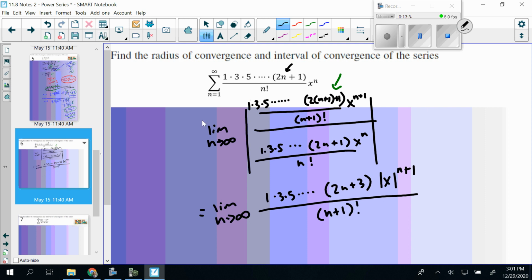I'm also at this point going to multiply by the reciprocal. So on top, we're going to end up with an n factorial. On bottom here, we're going to have, and I'm going to slide this over, the factorial. We're going to have our absolute value of x to the n here. And we're also going to have this 1 times 3 times 5 all the way to 2n plus 1. Okay, so how do we simplify this?